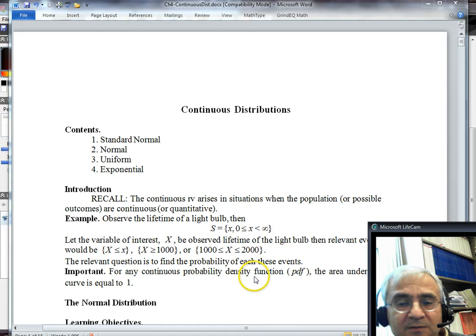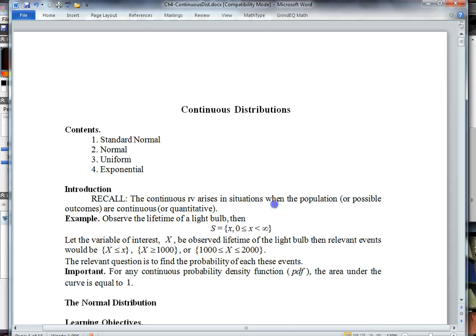You would not be interested in the light bulb lasting 200 hours, 35 minutes and 52 seconds. So you just say less or equal, or greater or equal, or between two values. So I would be interested in the light bulb lasting more than 1,000 hours, between 1,000 and 2,000 hours, and so on. But for the light bulb to last exactly one possible value would be extremely unimportant. So the relevant question here is to find probabilities of events like these. They are all compound events, basically.